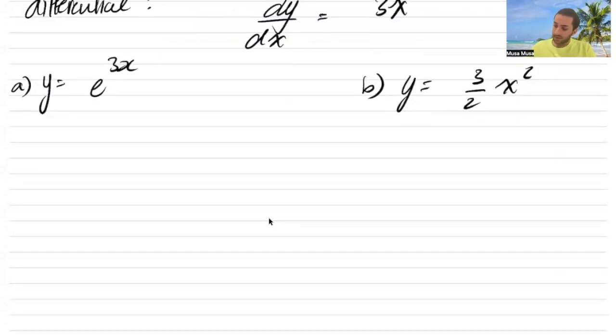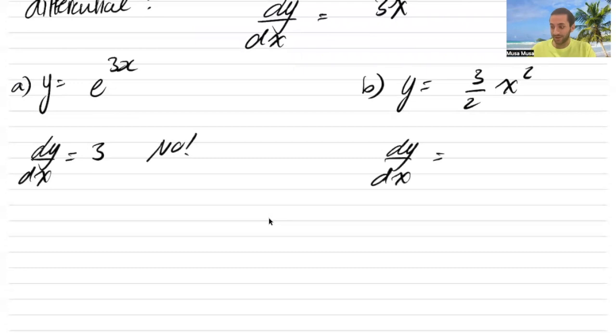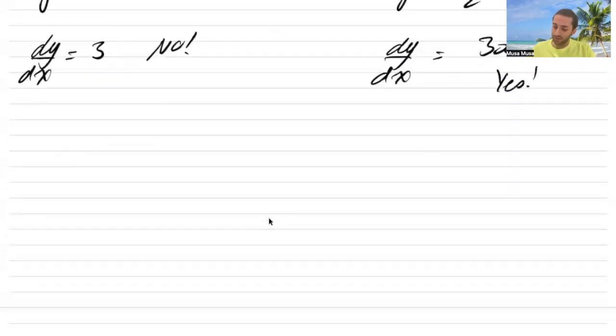Okay, nice. If you take the derivative of the first one, I think you get dy/dx equals 3e to the 3x, so obviously no. And if you take the derivative of the second one, you get 3x, so obviously yes. If you differentiate and it satisfies the differential, there you go, it's a solution to the differential.